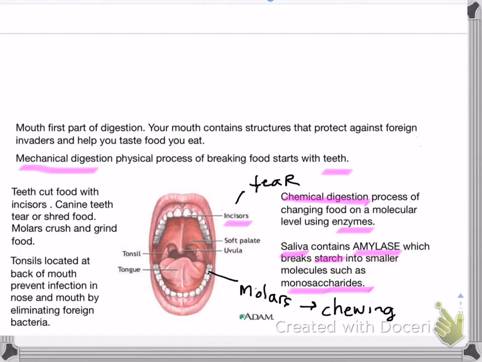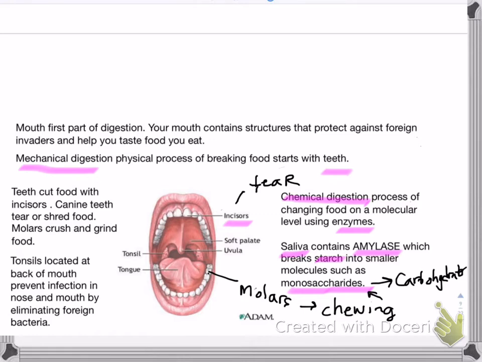If you remember, monosaccharides are the building blocks of carbohydrates. So starch is a type of carbohydrate that gets broken down into monosaccharides in the mouth.